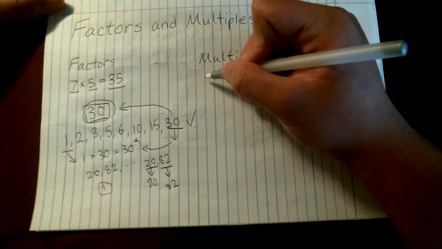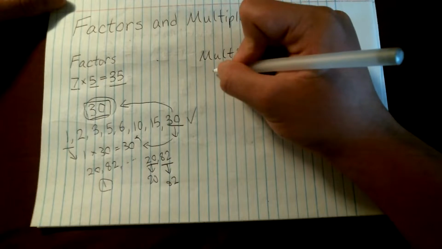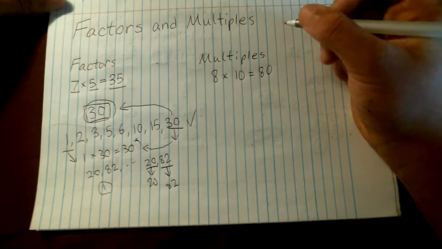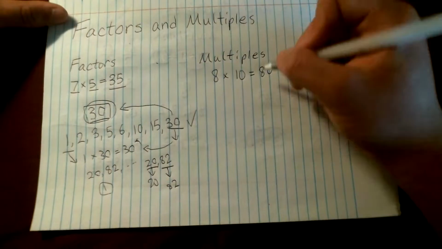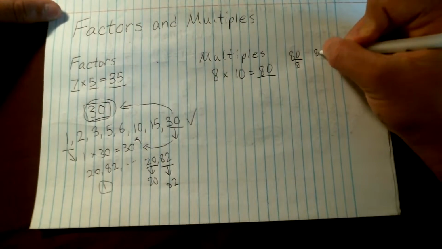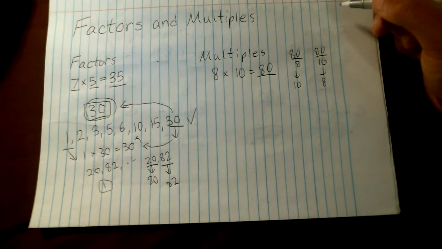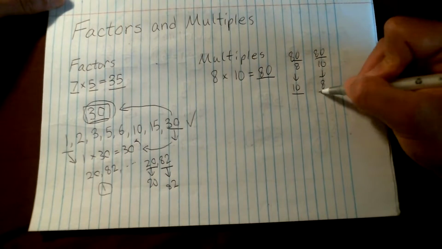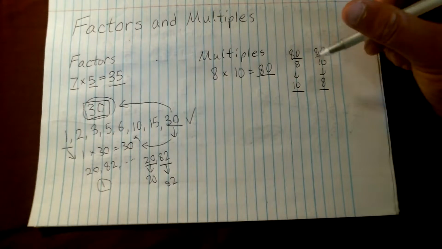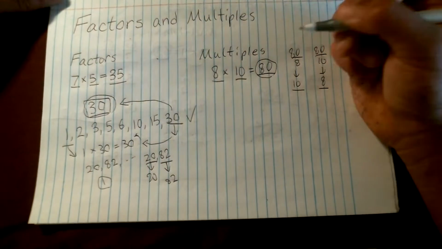So that form is an equation, and we'll just say an example equation being 8 times 10 equals 80. So the multiple here in this case would be 80, because 80 can divide 8 or 10 and get 10 and 8 respectively. So these two values are whole numbers, and they do not have a remainder behind them. So that would mean that 80 is indeed a multiple of both 8 and 10.